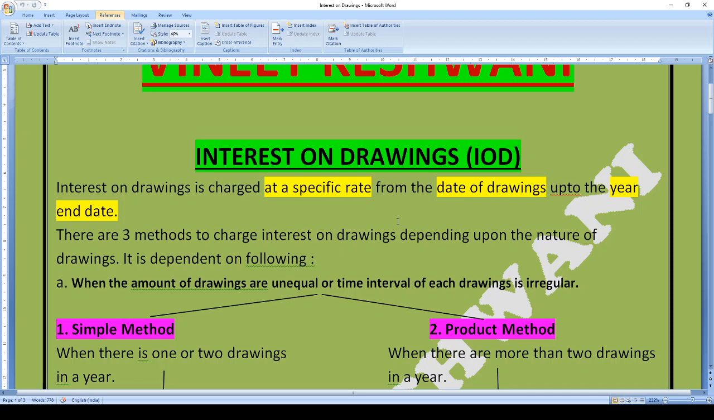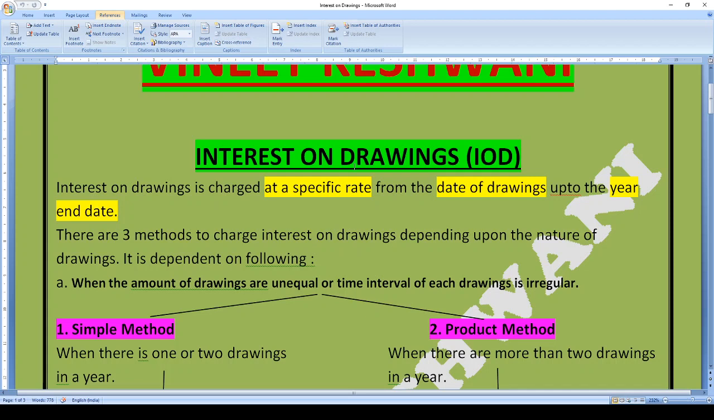First of all, interest on drawing is charged at a specific rate. Please keep in mind that these highlighted terms have great importance in this topic. So interest on drawings is charged at a specific rate from the date of drawings up to the year end date. First of all, a specific rate should be there, and you should keep in mind what the date of drawing is, and starting from that date of drawing you have to calculate interest on drawings up to the year end date. What will be the time interval? Starting from the date of drawing up to the year end date, you have to take that time element.